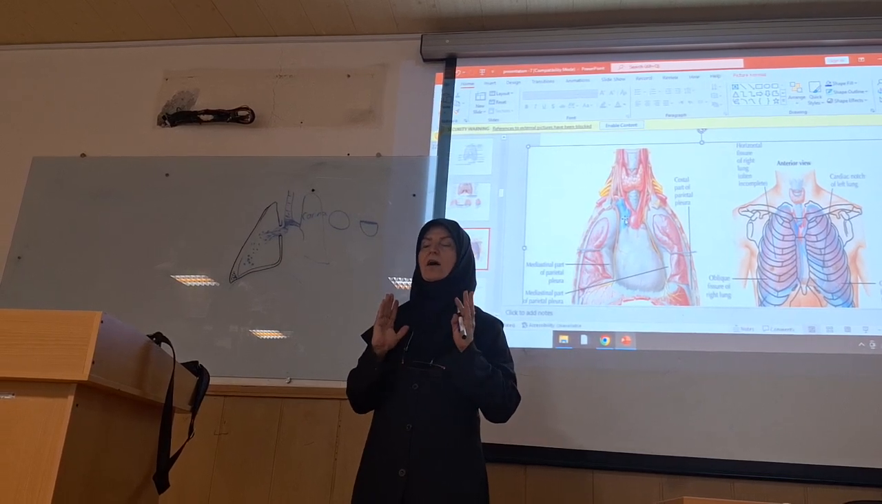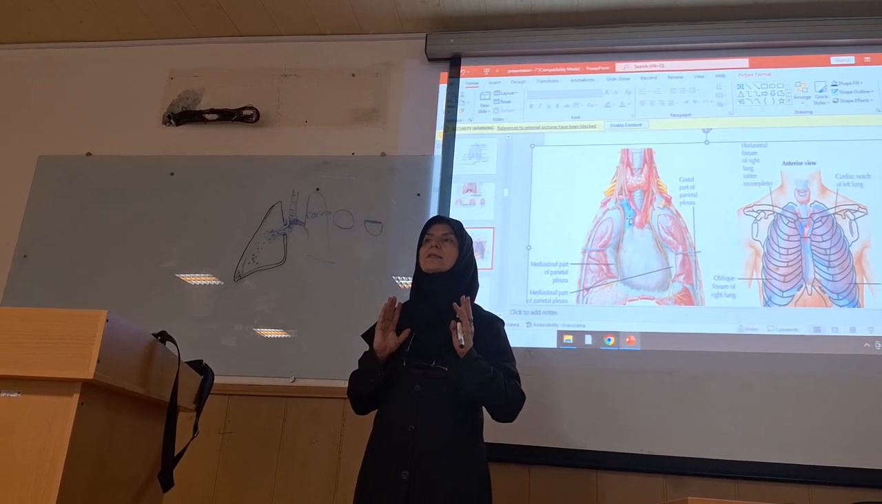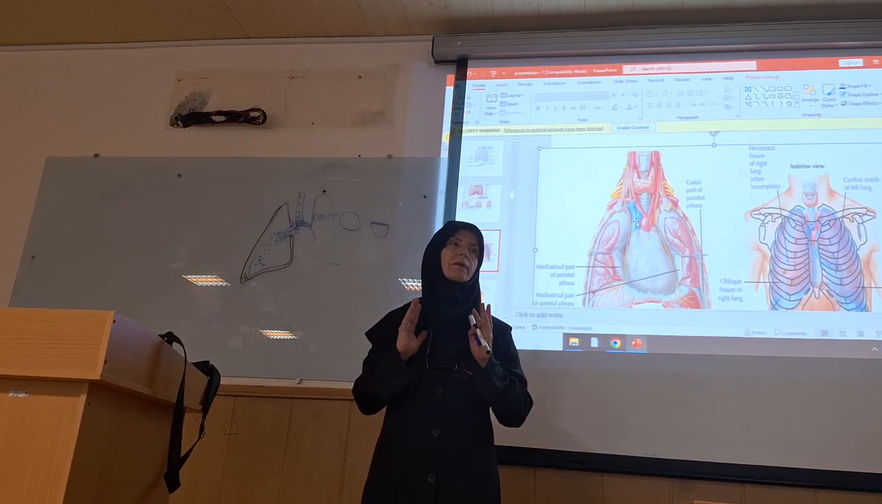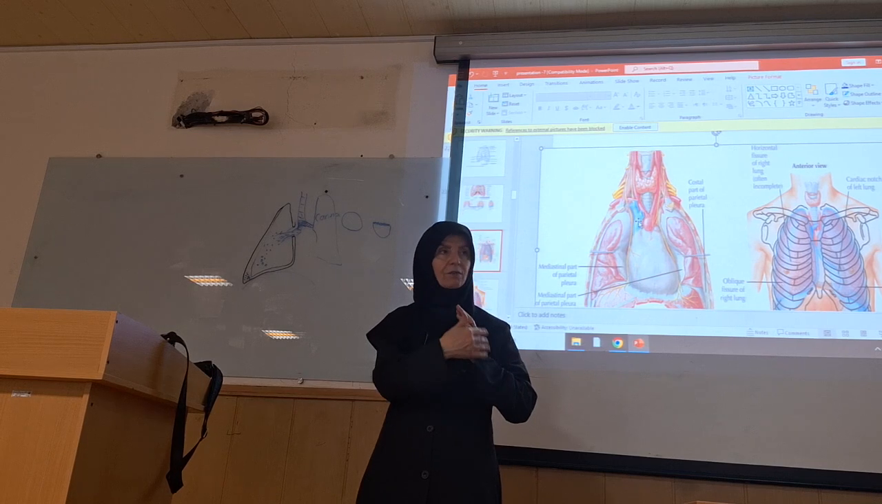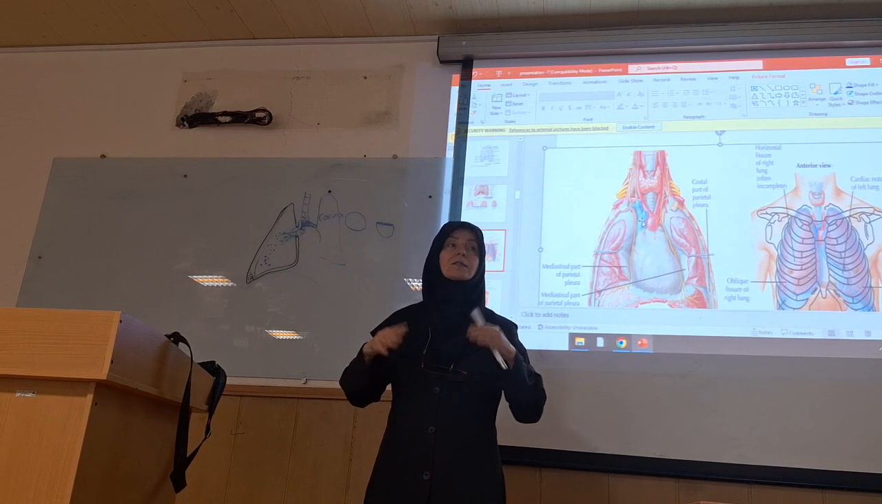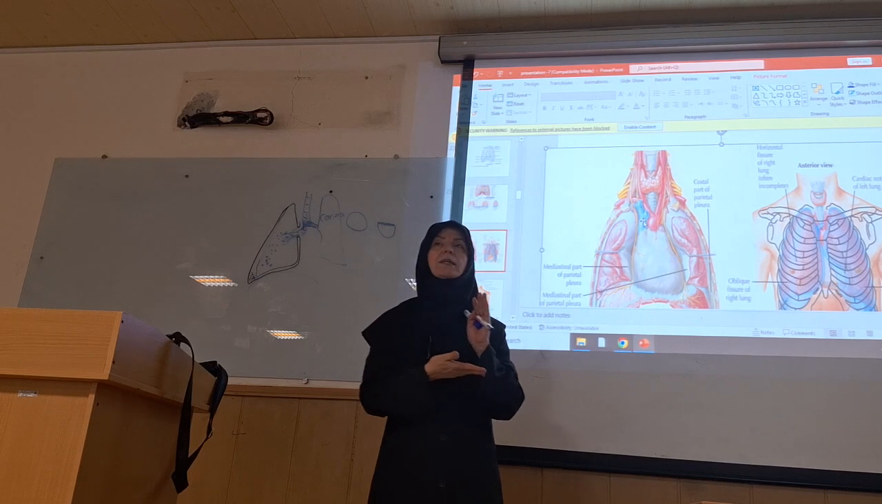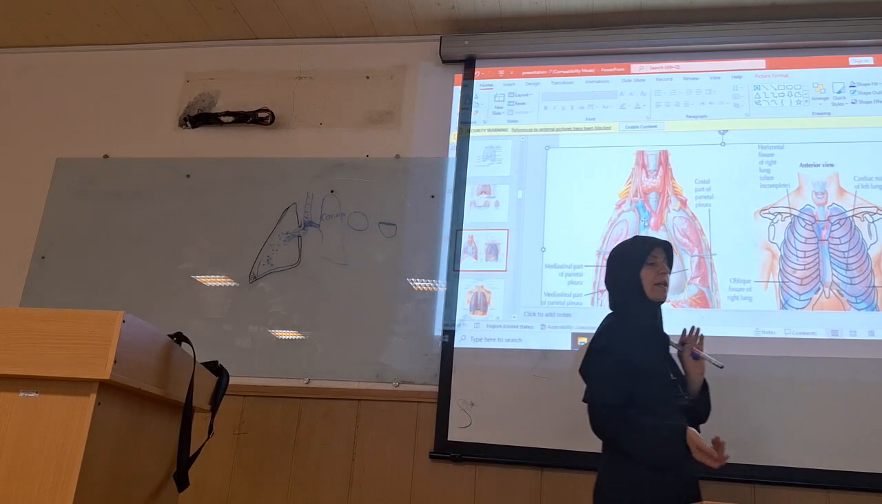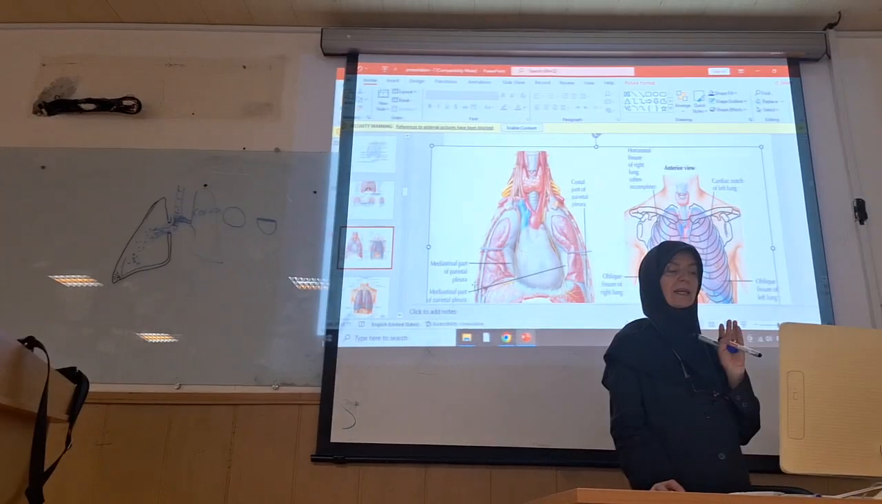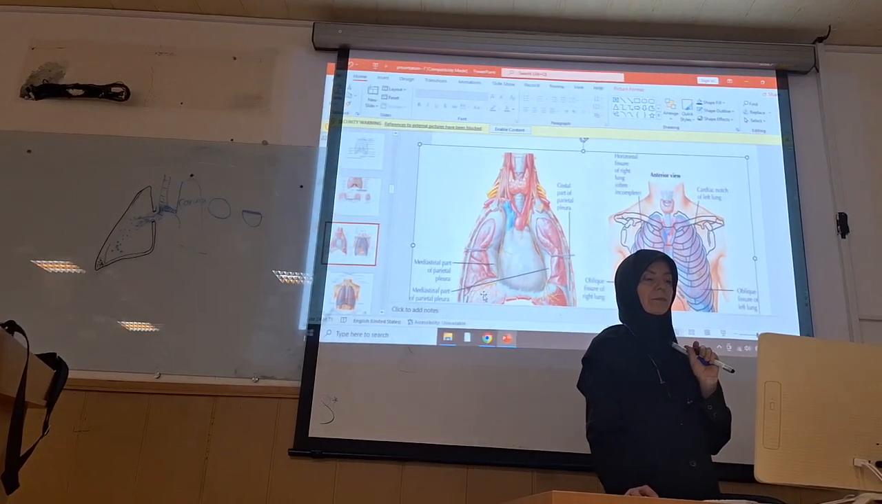Which surface of the parietal pleura is innervated by the intercostal nerve? The lateral, or costal surface. Only costal surface? No, also the diaphragm. So the diaphragmatic surface of the parietal pleura is innervated by the phrenic and the intercostal nerves.